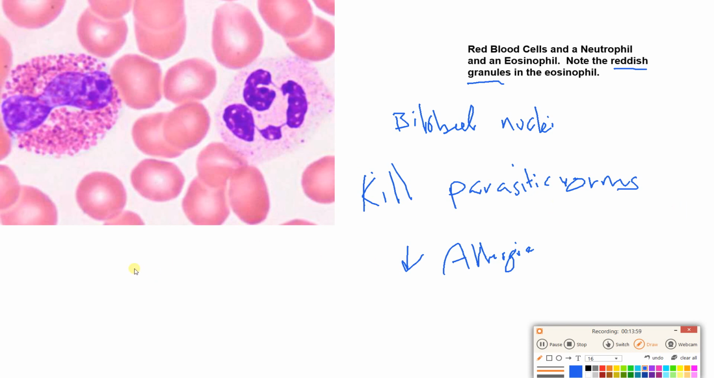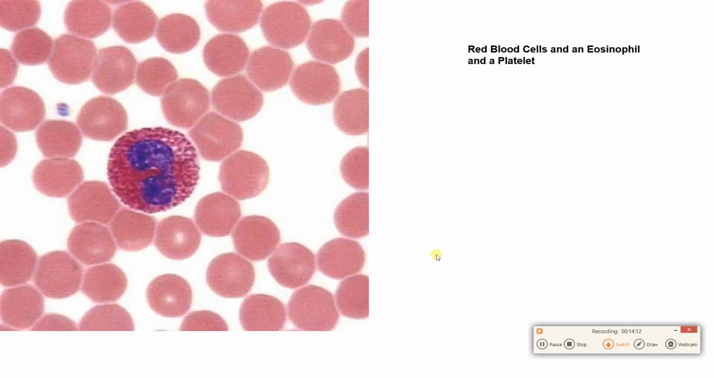As we talked about previously, these guys are around 3%. Remember, never let monkeys eat bananas. 60, 30, 6, 3, 1. Okay. Do you see this eosinophil right here? Beautiful, orangish reddish granules. Kind of bilobed nucleus.